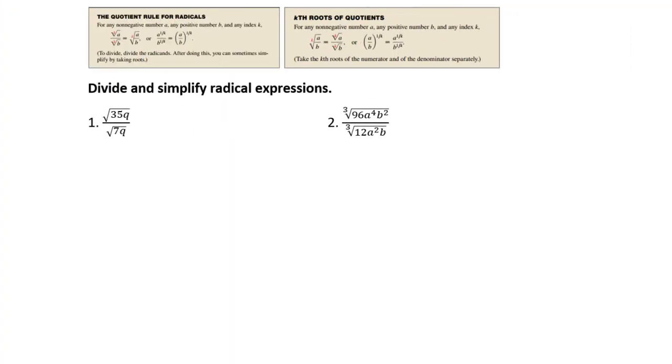Okay, so here we have a quotient. We have a division going on right here, but what we can do with division is in this rule right here, you can see that if we have these same roots top and bottom, we can do this root over the entire thing. So we have the same root, so this can be written as 35q over 7q, and we can cancel out those q's, and 35 divided by 7 is 5, so this becomes square root of 5.